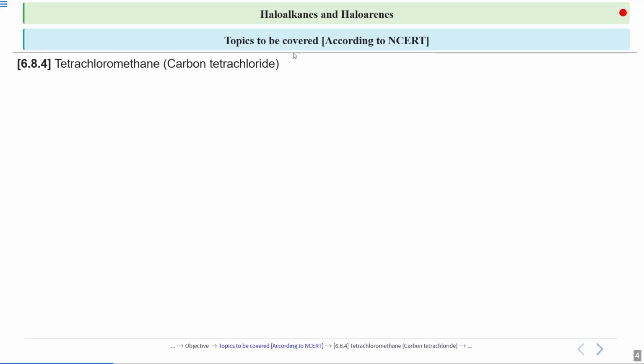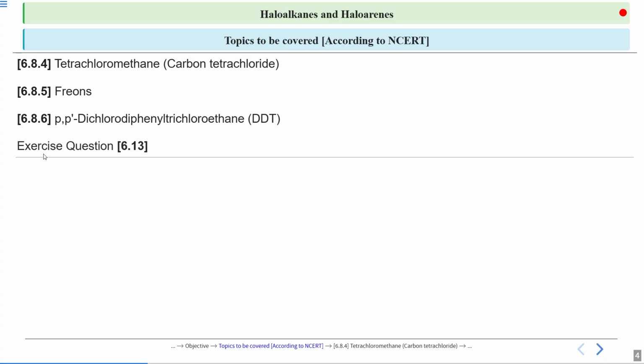The topics we are going to cover today according to the NCERT. First of all, section 6.8.4, tetrachloromethane, or you can also call it carbon tetrachloride. Then we will cover section 6.8.5 of Freons. And then we will talk about section 6.8.6, p,p'-dichlorodiphenyltrichloroethane, that means DDT. And lastly, we will practice exercise question 6.13.